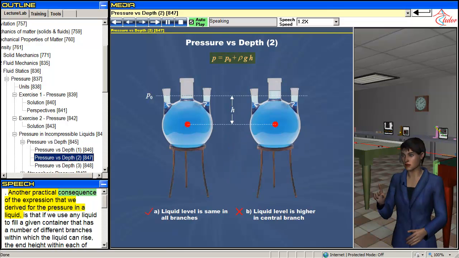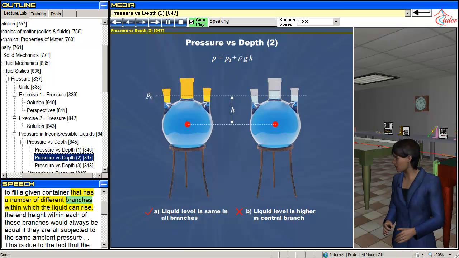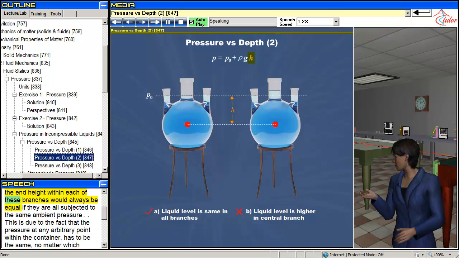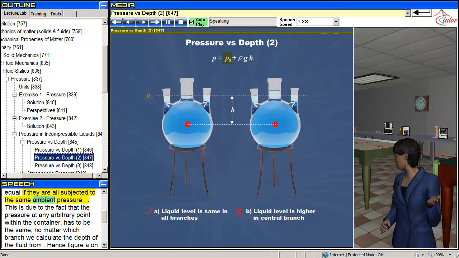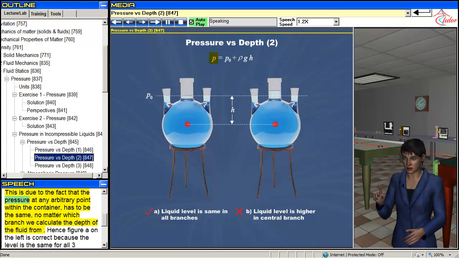Another practical consequence of the expression that we derived for the pressure in a liquid is that if we use any liquid to fill a given container that has a number of different branches within which the liquid can rise, the end height within each of these branches would always be equal if they are all subjected to the same ambient pressure. This is due to the fact that the pressure at any arbitrary point within the container has to be the same, no matter which branch we calculate the depth of the fluid from.